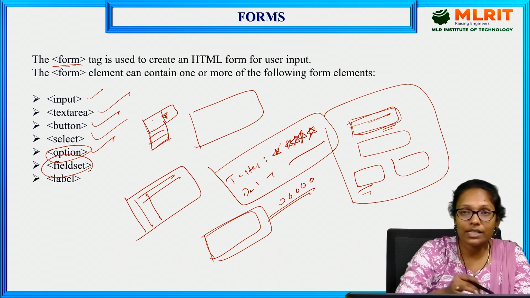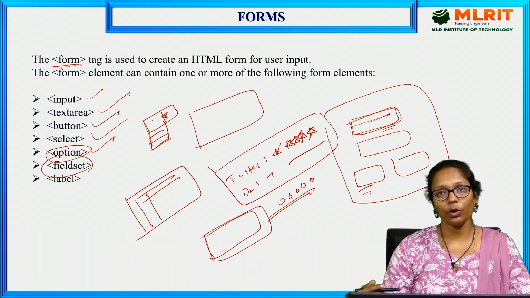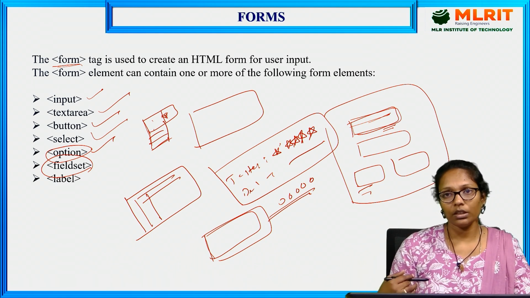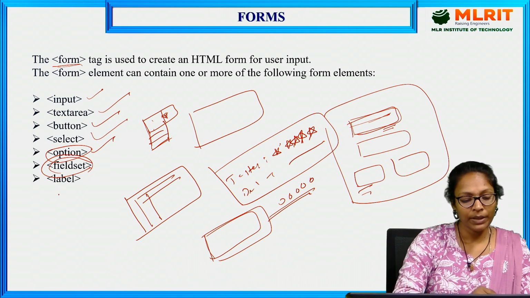And next is the fieldset tag. Whenever you're filling a form, for example, if I want to apply for a job, it will ask different types of details like personal details, professional details, educational details, qualification details, something like that. To differentiate those categories, we are using this fieldset tag, which we will also see as an example. The next is label.